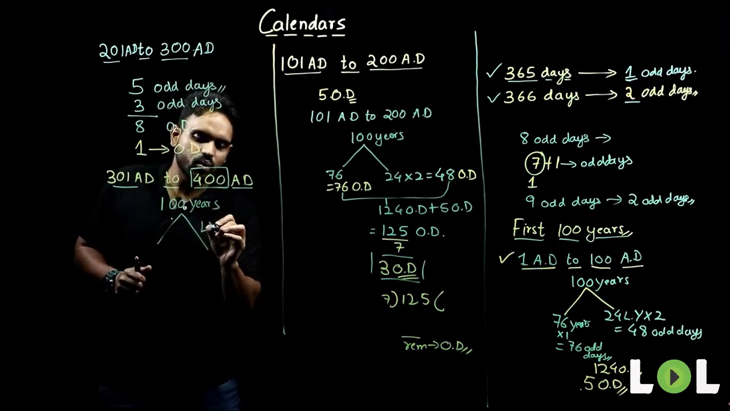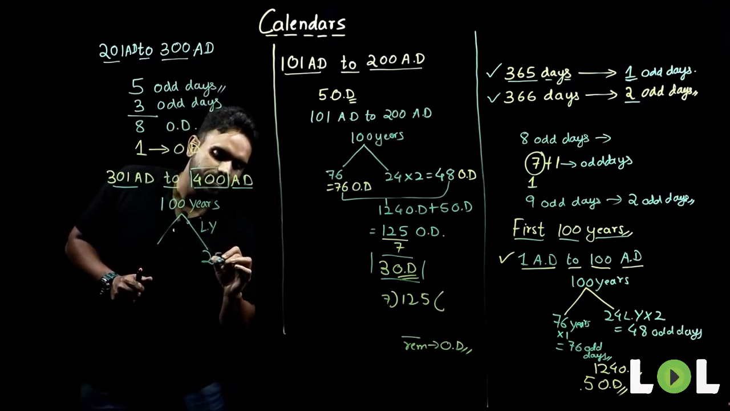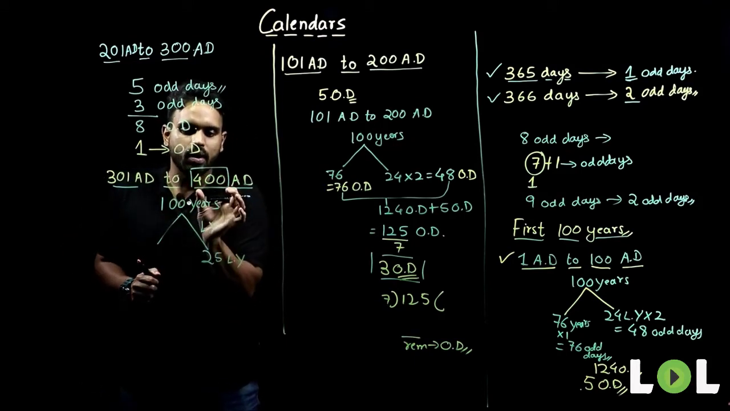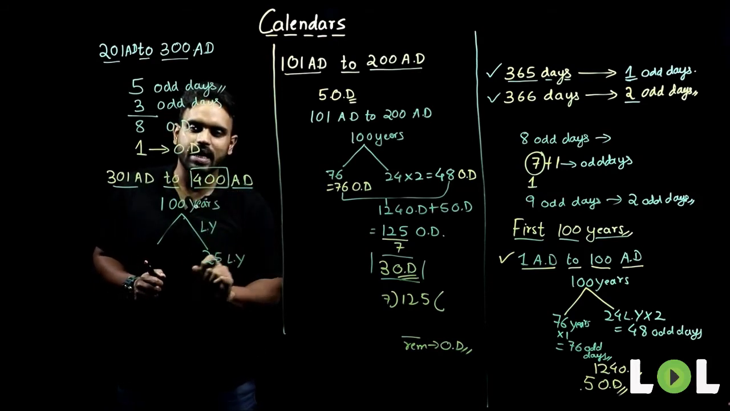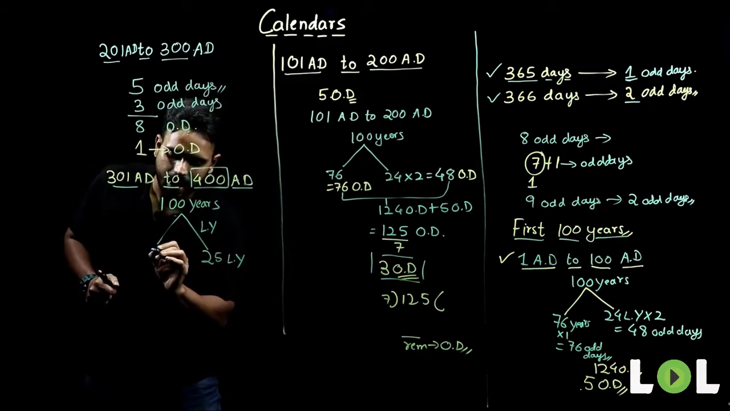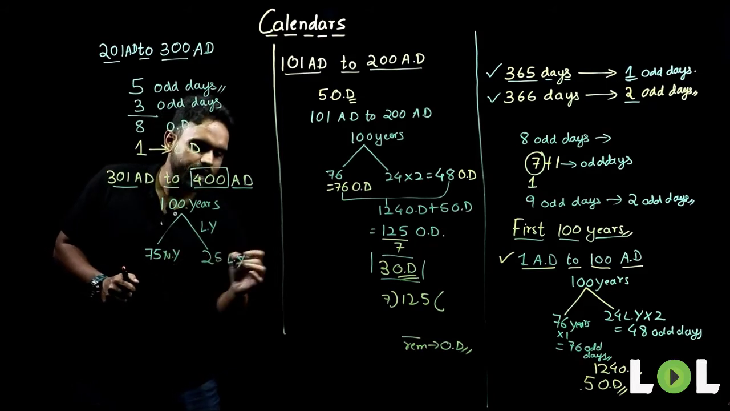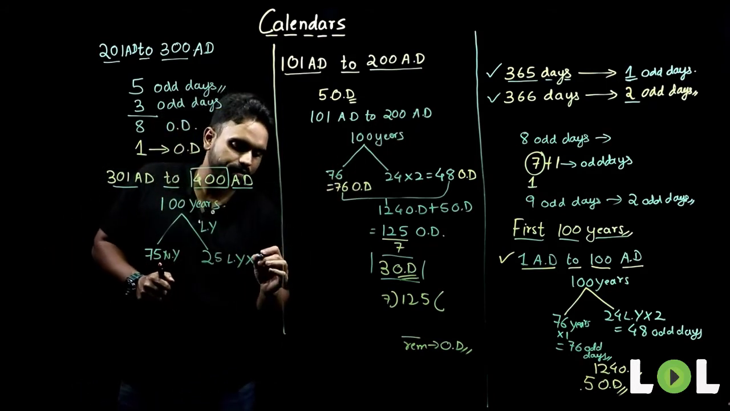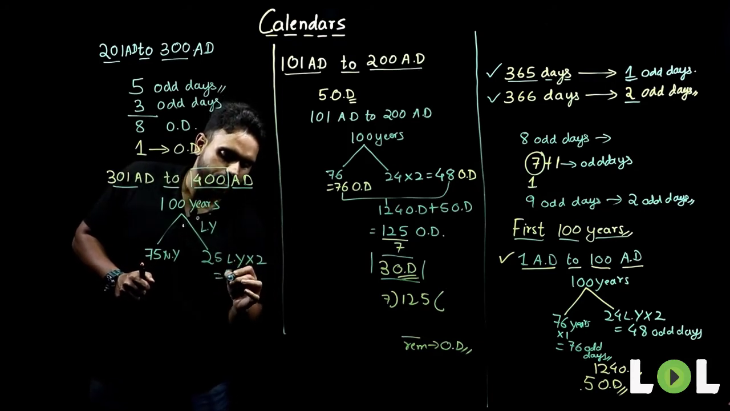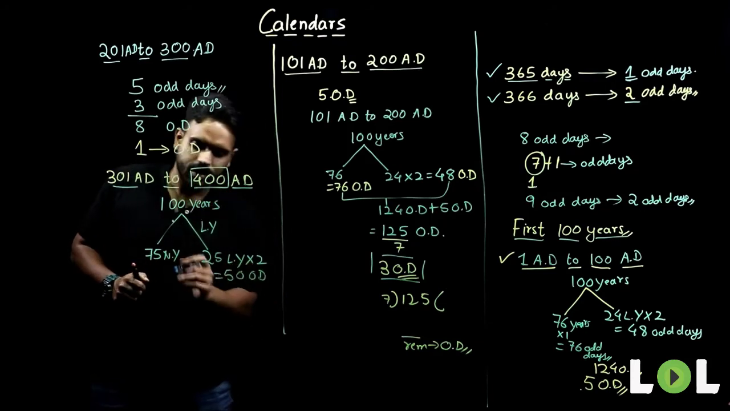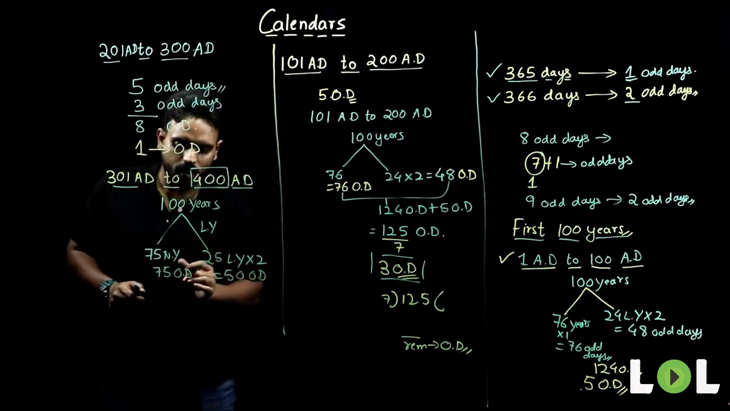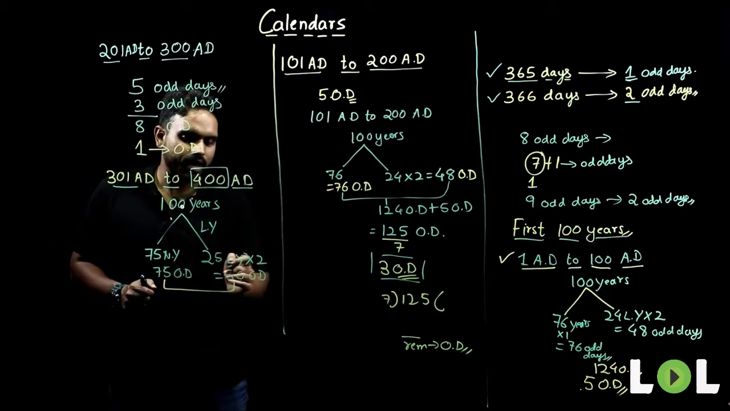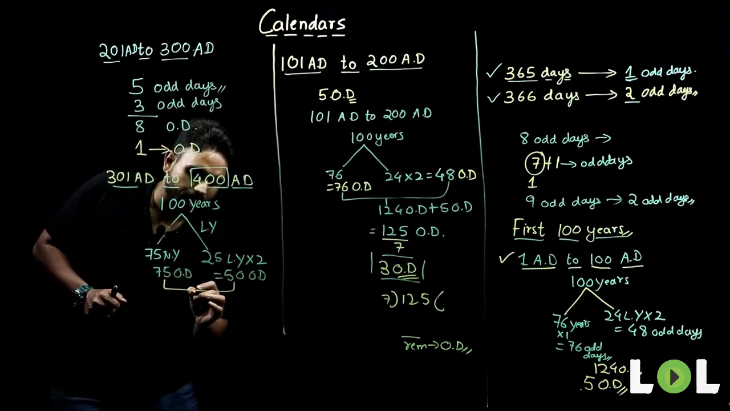And how many leap years do I have here? I'll have 25 leap years. Why? Because my century year 400 is divisible by 400, so it will also be a leap year. So I'll have 25 leap years and 75 normal years. Every leap year has how many odd days? 2 odd days. So that gives me 50 odd days, and here I have 75 odd days. So altogether, 75 plus 50, how many do I have?